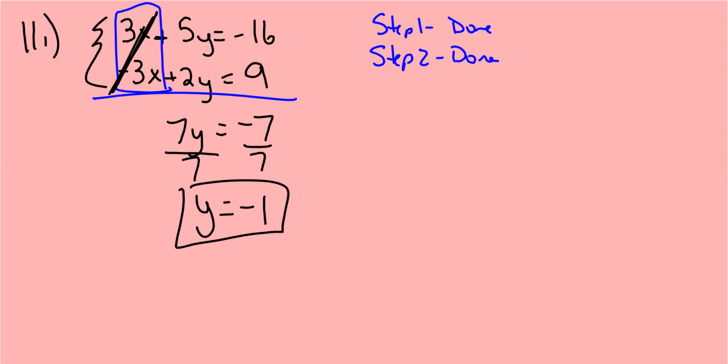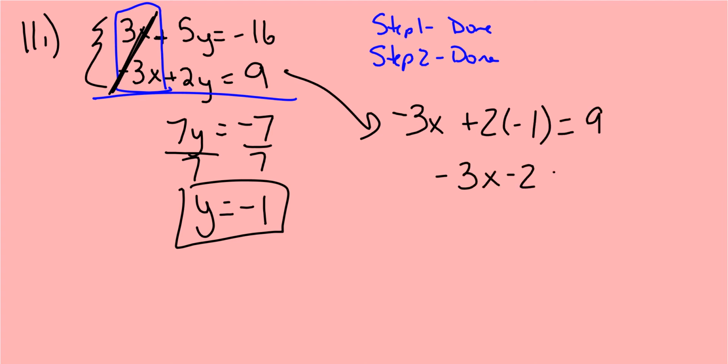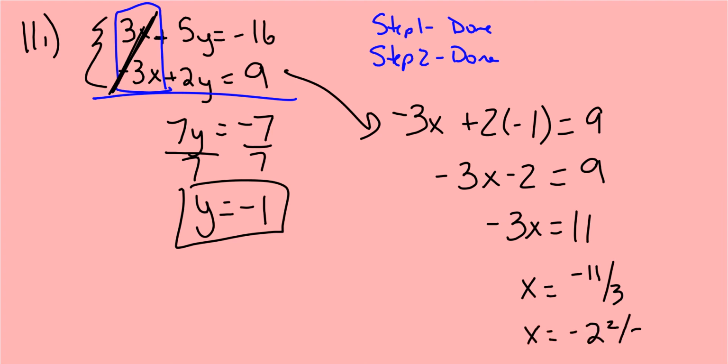I get to pick whichever I plug into, the top or the bottom. I'm going to plug into the bottom. So I'm going to write negative 3x plus 2, instead of y, I'm putting negative 1 equals 9. I'm going to get negative 3x minus 2 equals 9. I add 2 to both sides. Negative 3x equals 11. So x equals negative 11 thirds. Maybe you don't like negative 11 thirds. Maybe you want to put x equals negative 3 and 2 thirds. I don't know why I said 2 and 2 thirds.